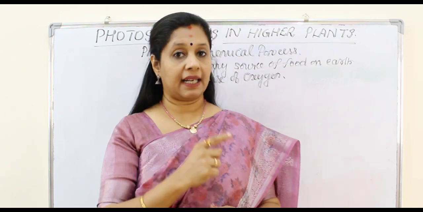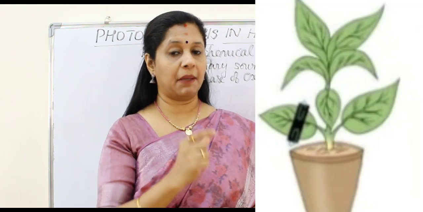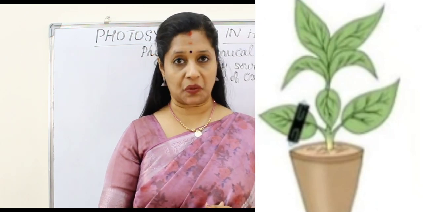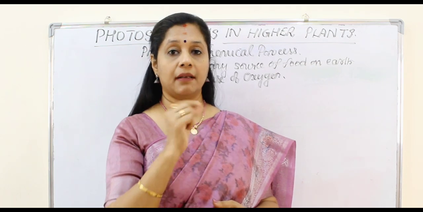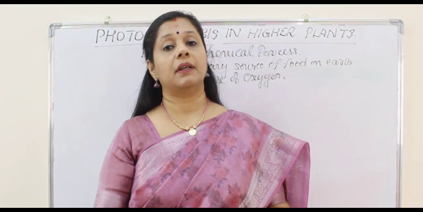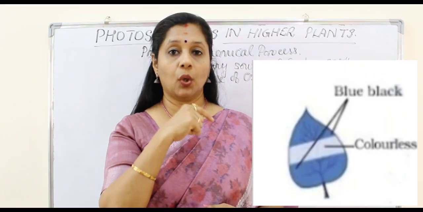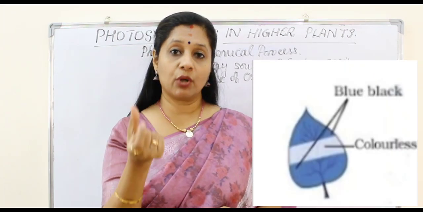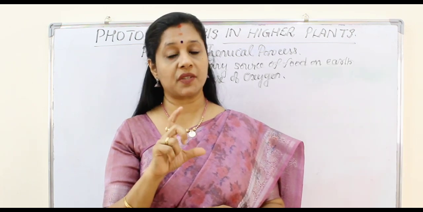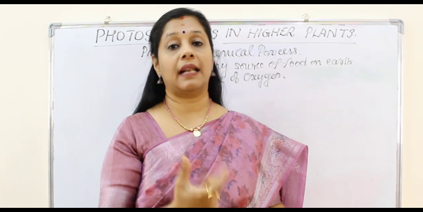What should I do? I cover a part of the leaf with black paper on both sides and keep it in the light for a few hours for photosynthesis to happen. After that, I remove the black paper. We do the starch test for the leaf by putting iodine on it. Only the part that was covered will not show the blue color, whereas the rest shows blue color. This proves that photosynthesis requires light.